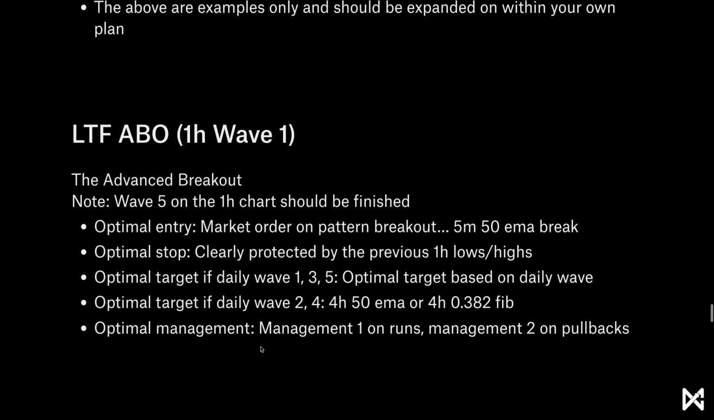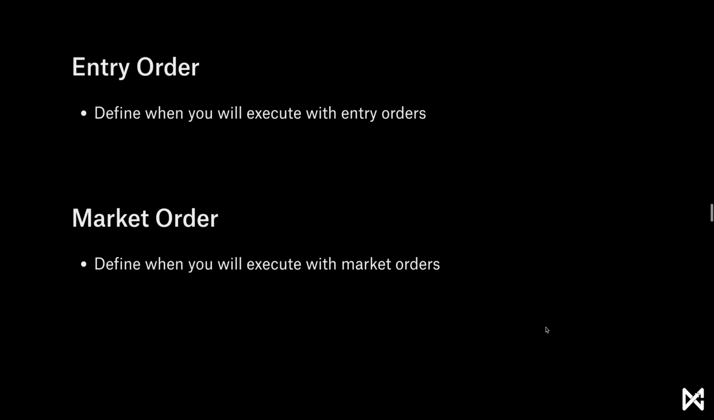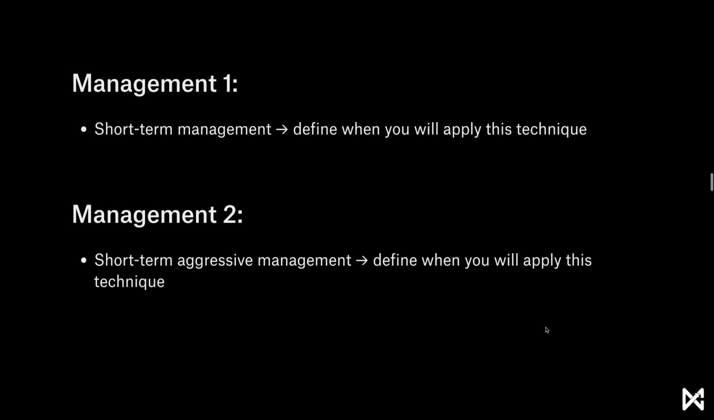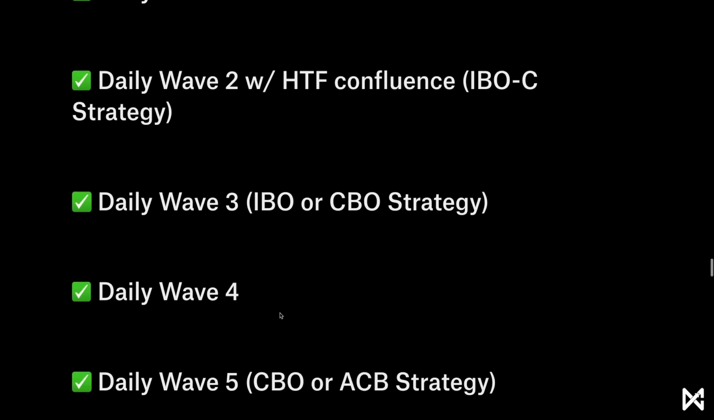And what is my optimal management? So if it's a run on a daily chart, I will use management 1. If it's a pullback on a daily chart, I will use management 2. And this is where you go to your management section, right? So management 1 is short-term management, management 2 is short-term aggressive, right? So this is how you identify it, right?